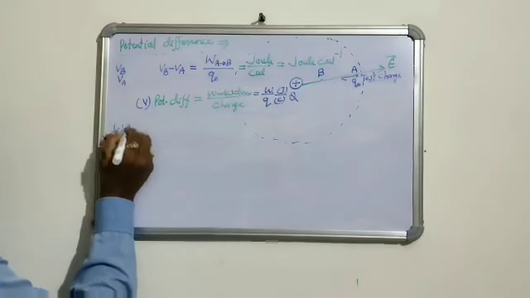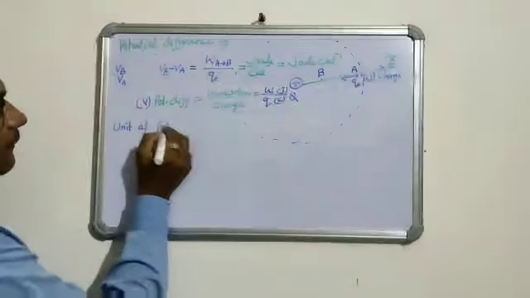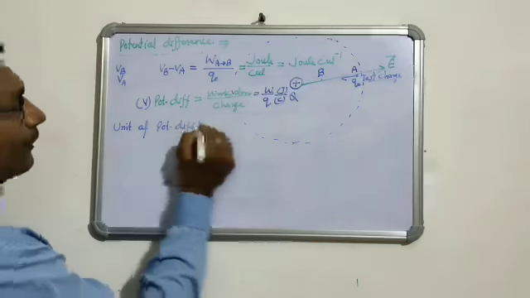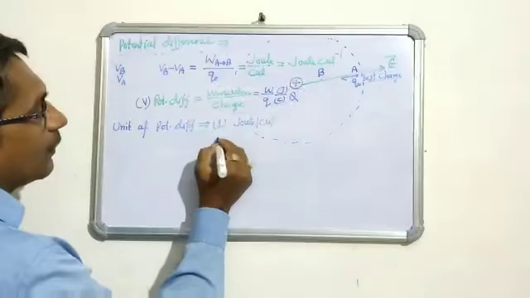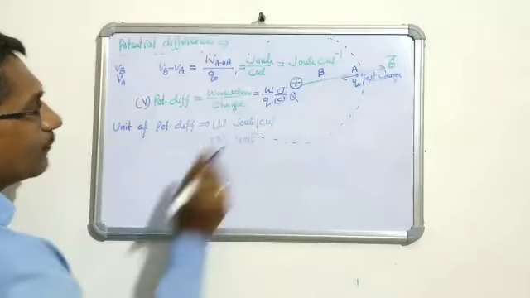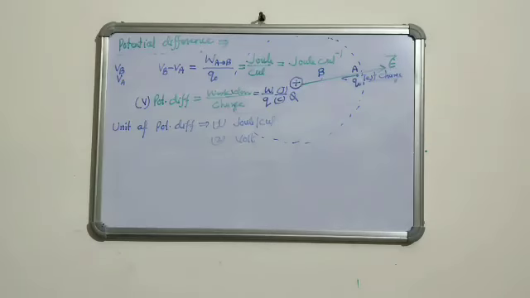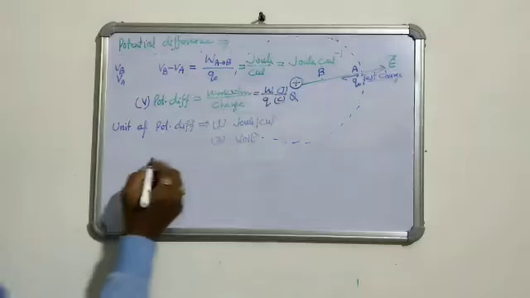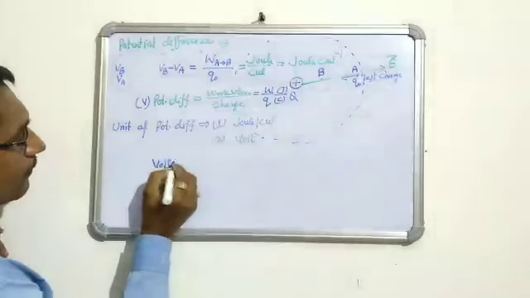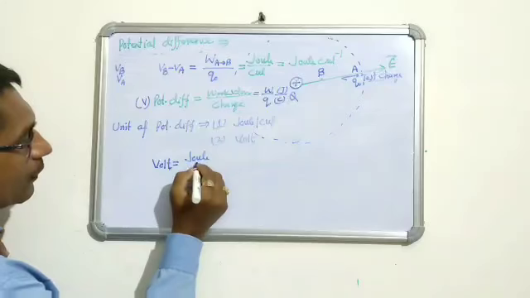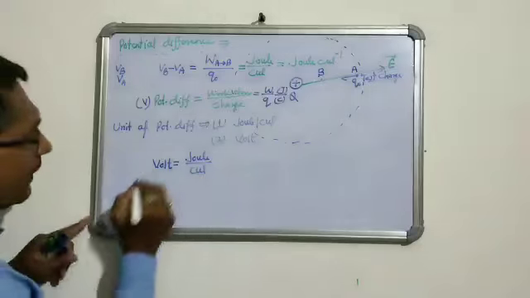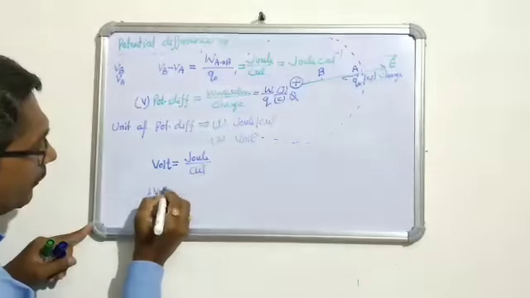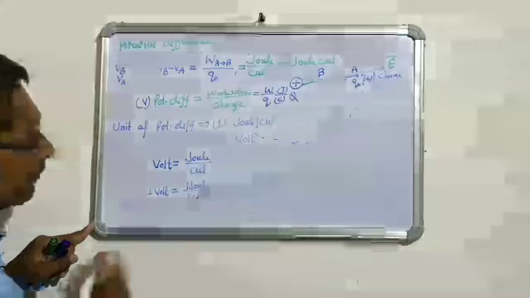So the unit of potential difference is, first, joule per coulomb, and second, volt. That's why we can say volt is equal to joule per coulomb. And what is the definition of volt? We use 1 volt is equal to 1 joule upon 1 coulomb.